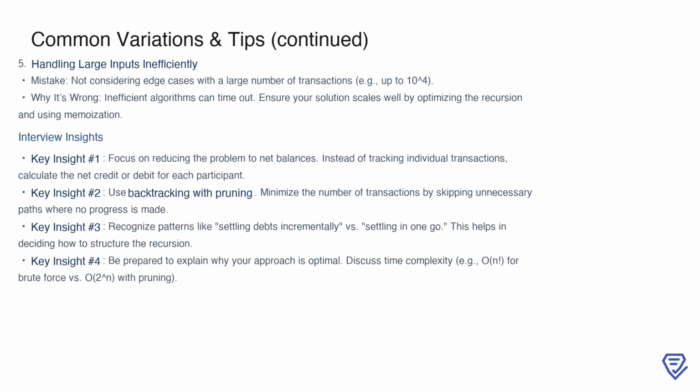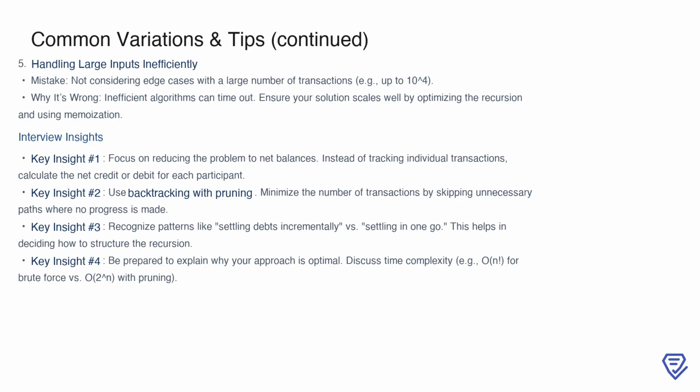Handling large inputs inefficiently is another major challenge. For example, with up to 10,000 transactions, an inefficient algorithm is likely to time out. To address this, optimize your recursion and use memoization to improve scalability.